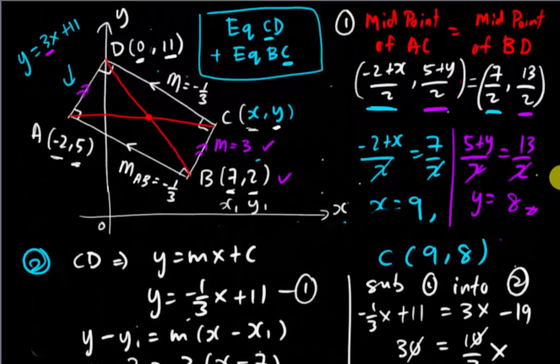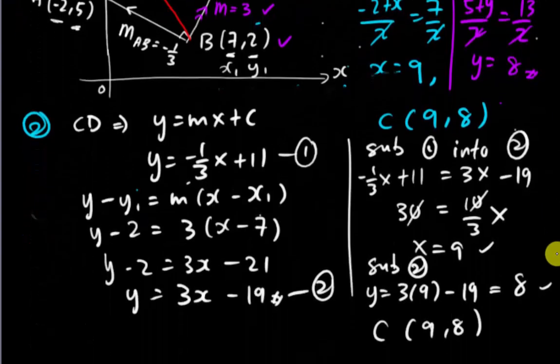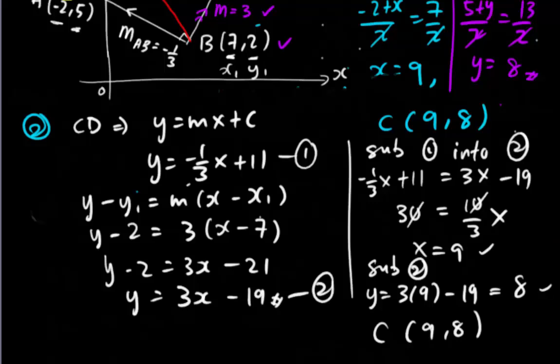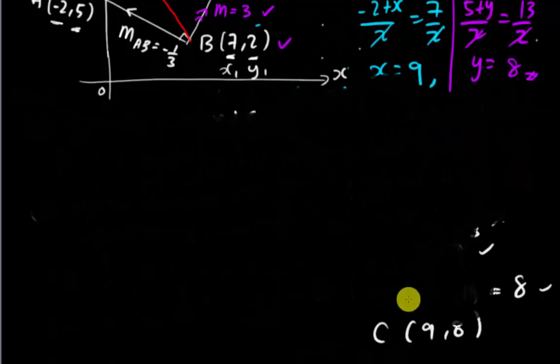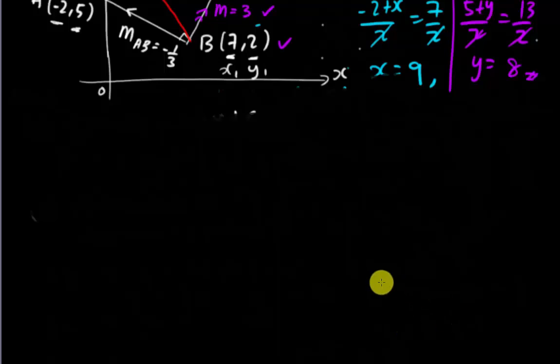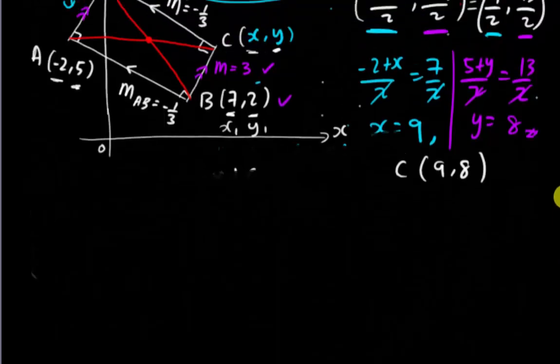Last but not least, of course, is the distance one. But the distance method is my least favorite because you will need to do a lot. So I'm not going to show you all the working for distance because this video is already quite long. But maybe I can show you the idea. Okay, before I forget, let me write down C first is 9, 8. For the distance method, you can try to do it yourself.